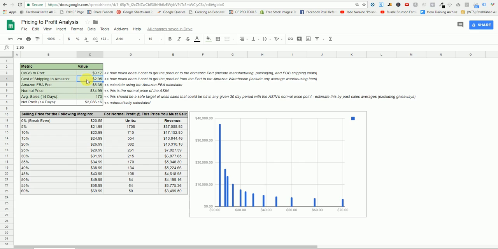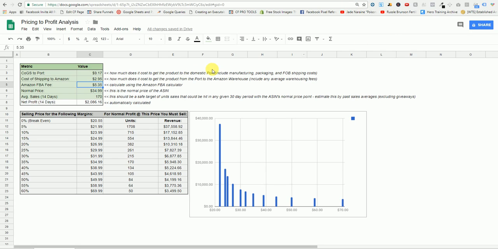The next field here is the cost of shipping to Amazon. So this is the cost that it takes to ship my product from the port to perhaps a third-party warehouse and then to Amazon. So that whole process costs about $2.95 per unit. These are unit costs. So we have $9.17 here as the cost of goods sold, a $2.95 shipping to Amazon cost, and then the Amazon FBA fee.